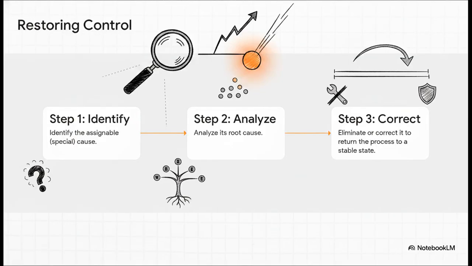But what happens if a data point goes rogue? What if it flies outside those limits? That is your signal. That's the chart screaming, hey, something is wrong. Your process is now out of control, and your job is to put on your detective hat. First, you identify that special, assignable cause. Then, you dig deep to find its root cause. And finally, you eliminate it, you fix it, to get the process back into its stable, predictable state.